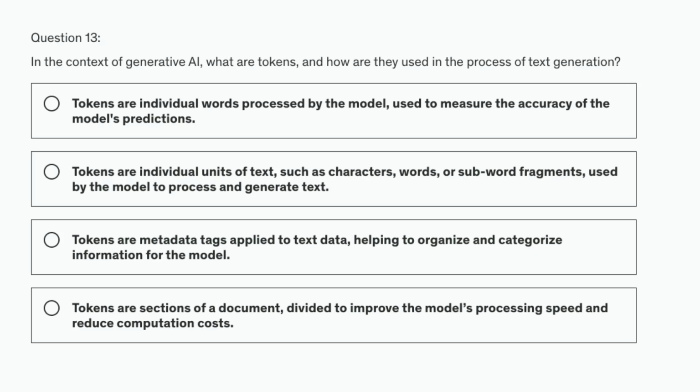Option A, tokens are individual words processed by the model, used to measure the accuracy of the model's predictions. Option B, tokens are individual units of text, such as characters, words, or sub-word fragments, used by the model to process and generate text. Option C, tokens are metadata tags applied to text data, helping to organize and categorize information for the model.